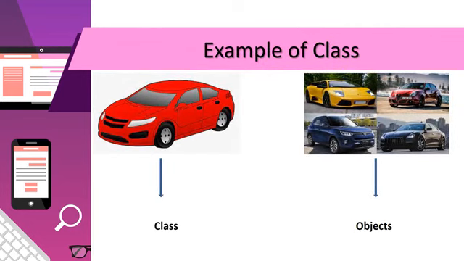For example, we define a class car. We know the different types of cars like Maruti, Santro, Indigo, Audi. These are referred to as objects under the category of car.